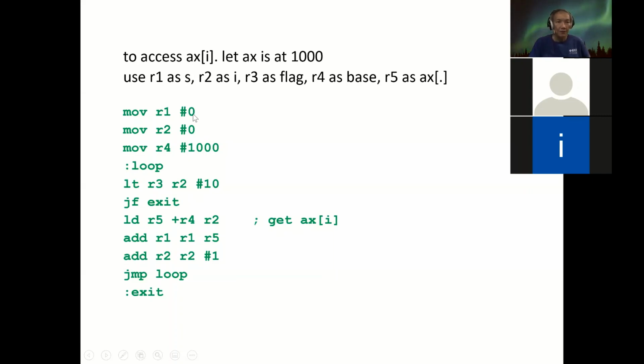So let's begin. We clear the sum. We start the index at 0, and then we set the location of the array. Then in the loop, we test if index is less than 10, and if not, we jump to the exit. This again requires jump 4 R3. I will correct it later when the lecture finishes. Then we get one element of the array and add that to the sum, increment the index and jump to the loop again.